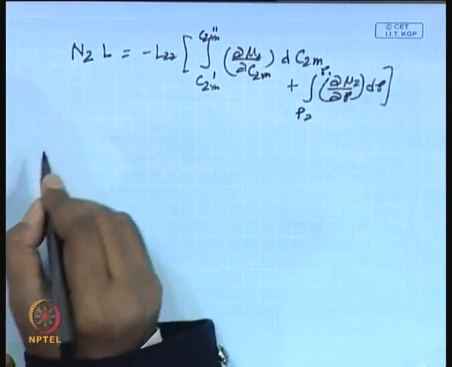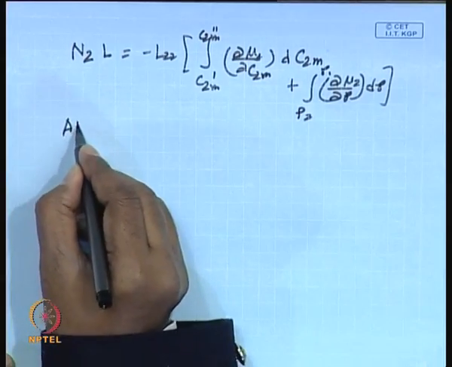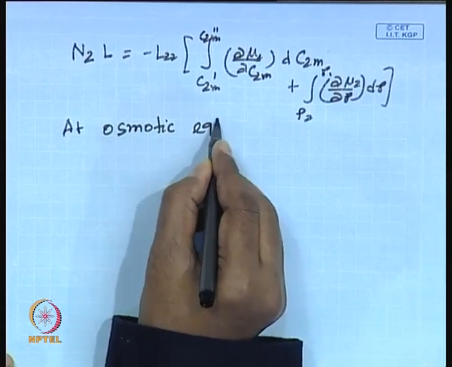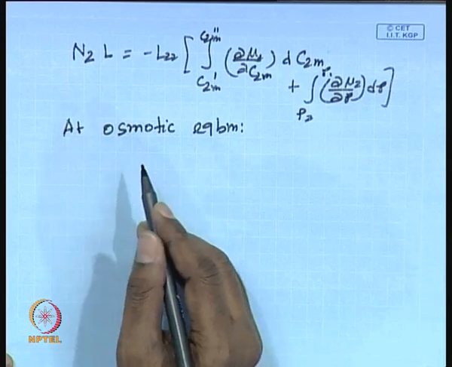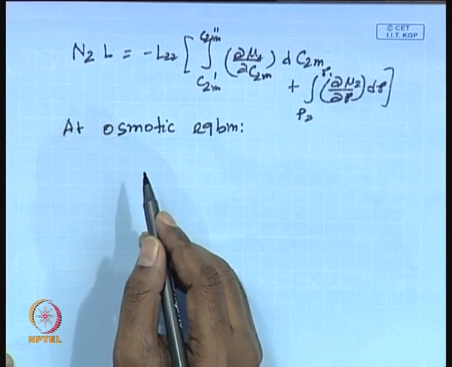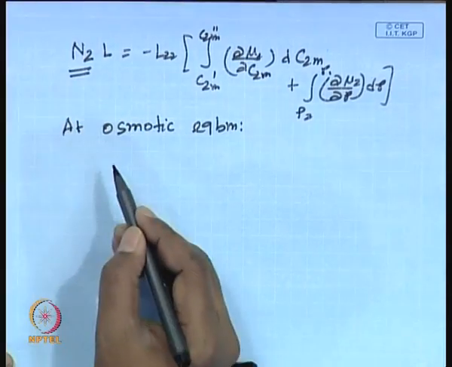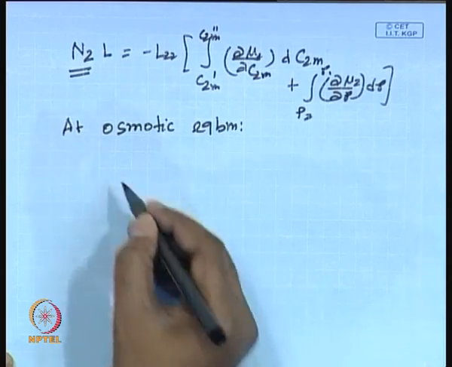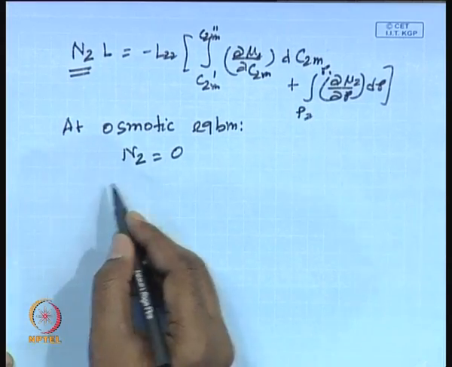Now, let us look into some of the relationships. At osmotic equilibrium, what happens? At osmotic equilibrium, we have found that the solvent will not be permeating from the feed side to the solution side. That means the solvent flux will be equal to 0, because it is at equilibrium. The solute is not allowed to pass at all. The solvent flux will be equal to 0.